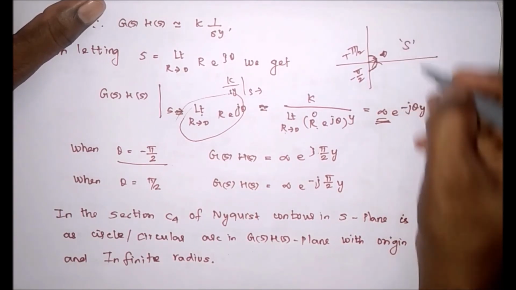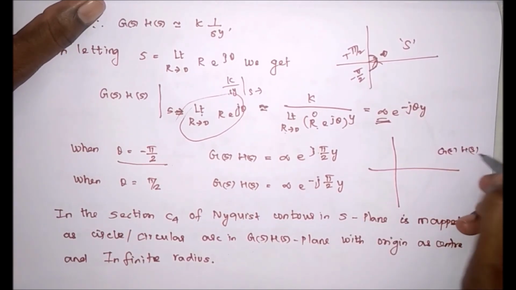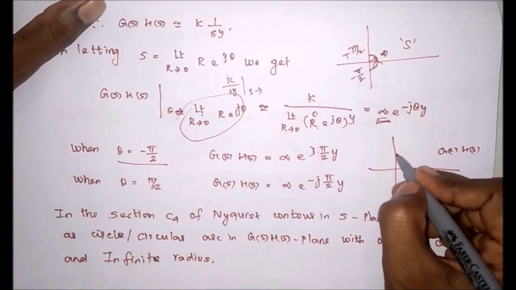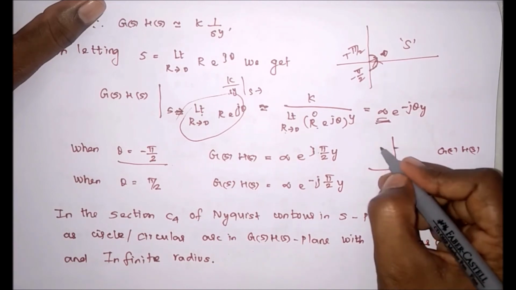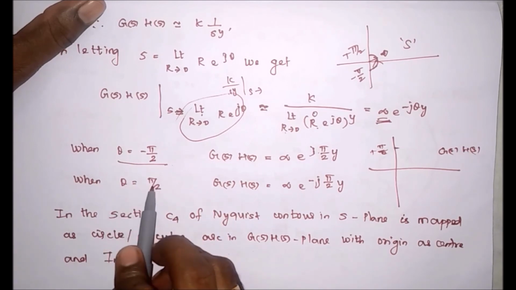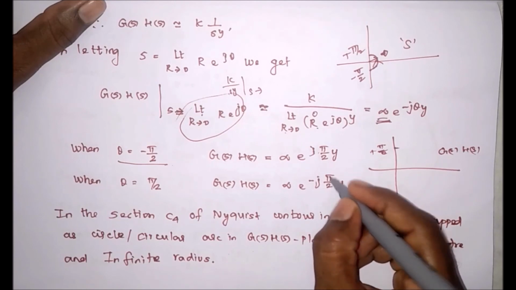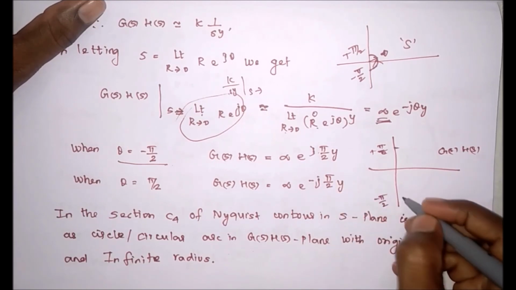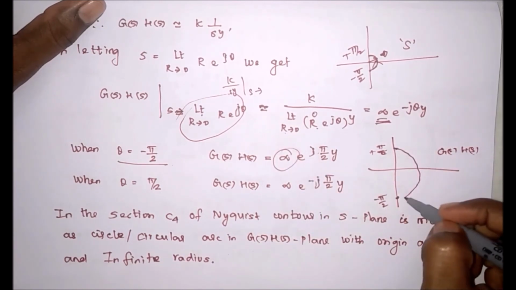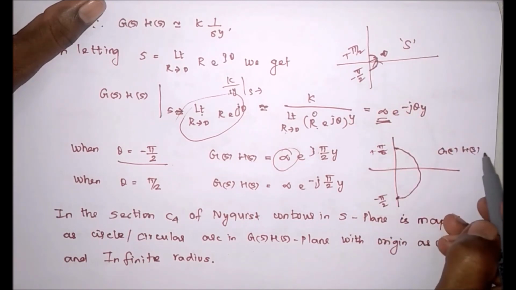Suppose we convert that s-plane into the G(s)H(s) plane. What do we have to do? For minus π/2, the starting is plus π/2. So this is the starting. Next, for plus π/2, this is the end, and here in the G(s)H(s) plane it is minus π/2. Therefore, this is the end. Then, what is the radius? Infinity. Therefore, this is the contour for the s-plane, and this is the contour for the G(s)H(s) plane.